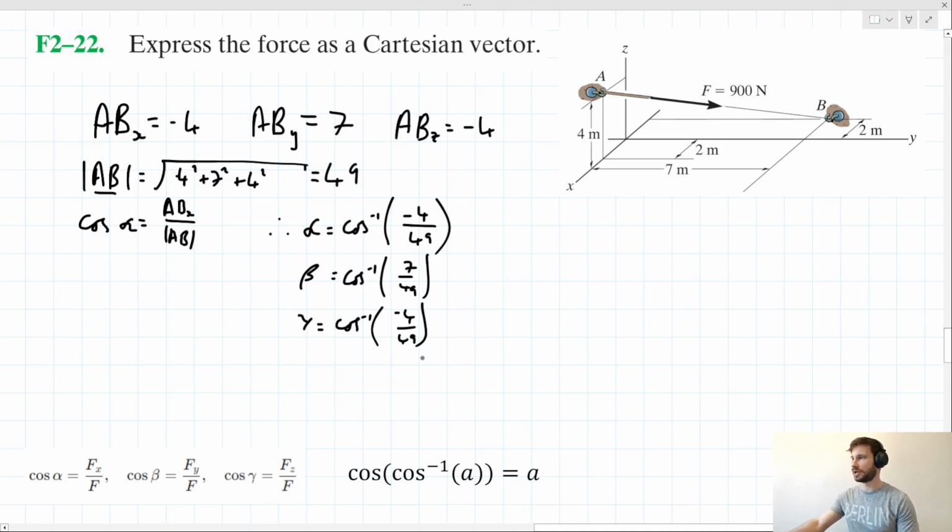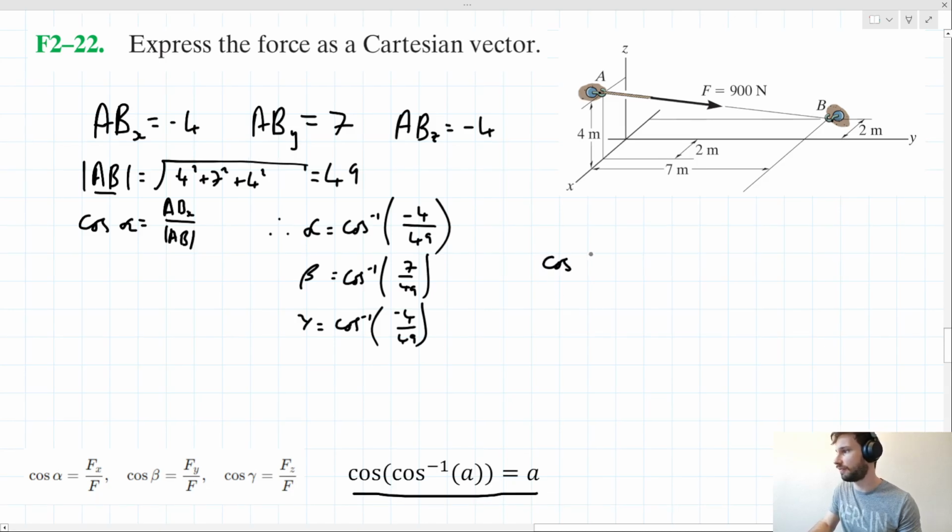These values for alpha, beta, and gamma are the same as that for F. We can reuse this idea here to solve for the x, y, and z components of F. Taking note of this idea, when we take the cos of an inverse cos of a thing, we're just left with that thing because the cos functions effectively cancel here.